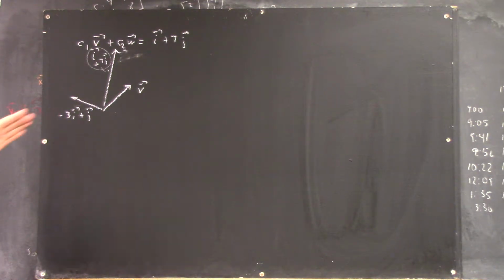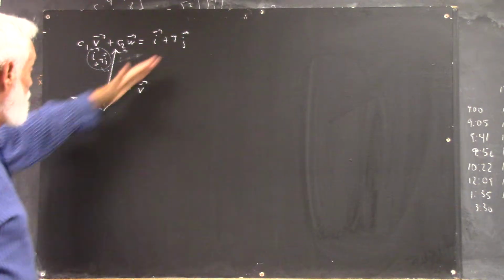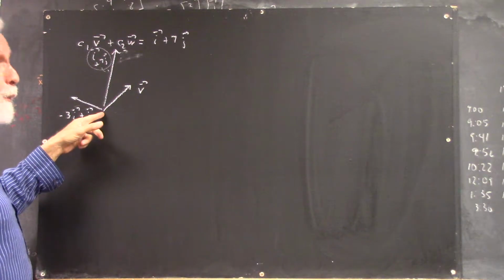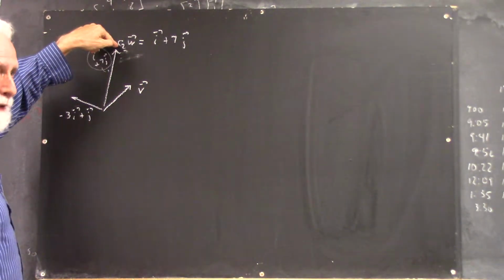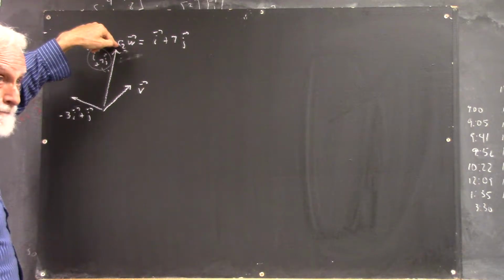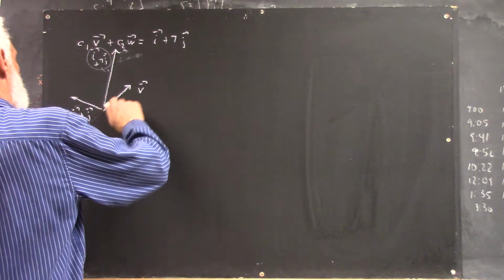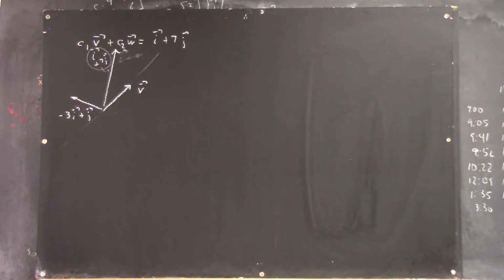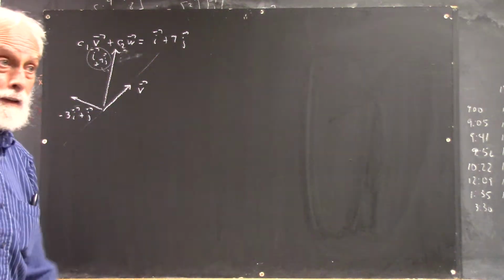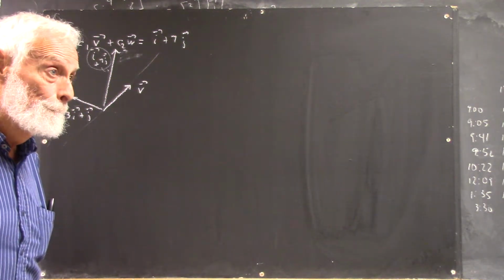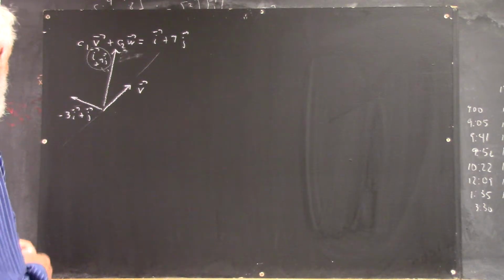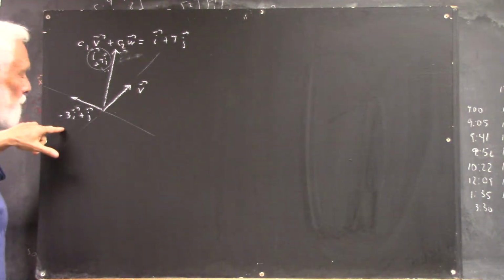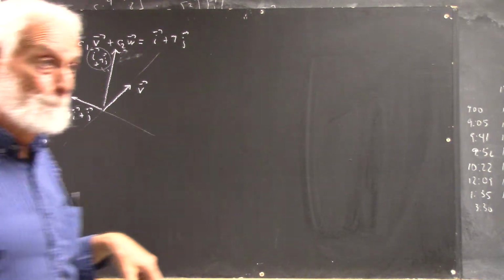Now, any multiple of v has to be along this line, right? At least its initial point is going to be here, and that's where we want the initial point to be, because that's where the initial point of i plus 7j got drawn. Okay? So any multiple of v has to lie along this line, and you can draw any vector then along this line and get a multiple of v, right? Okay? And then any vector along this line gives you a multiple of negative 3i plus j, right?